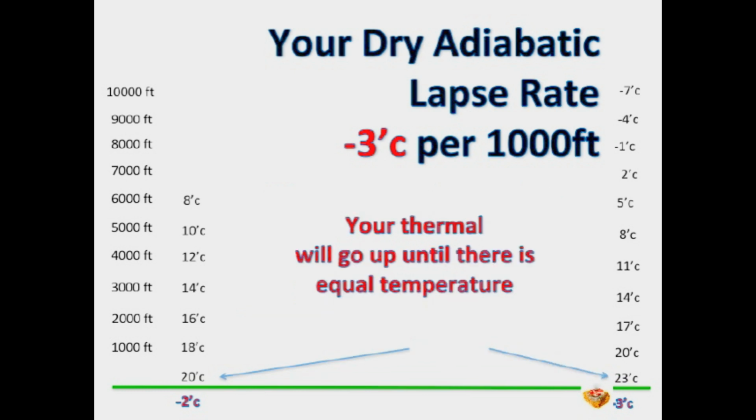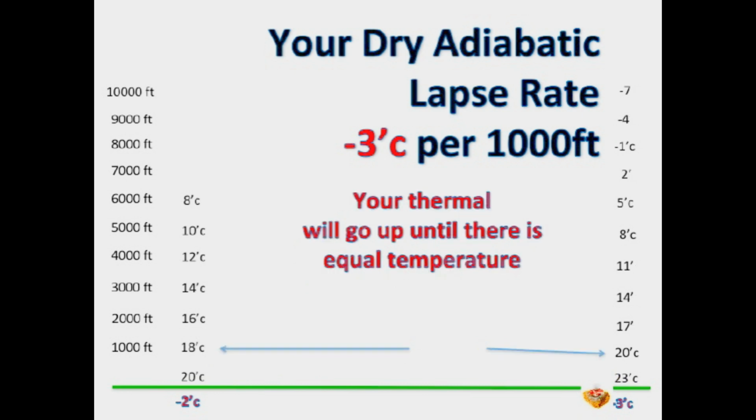Okay, you can see that your thermal is 23 degrees and your ground is 20. So the thermal triggers off and goes up. Now, we take a look at the next level. We're now up to 1,000 feet. The question is, is 20 degrees warmer than 18? Yes, it is. So what happens?